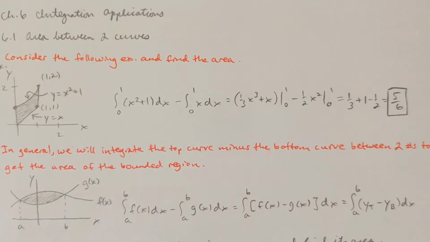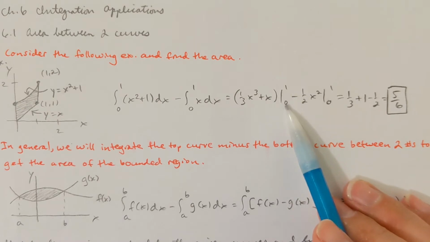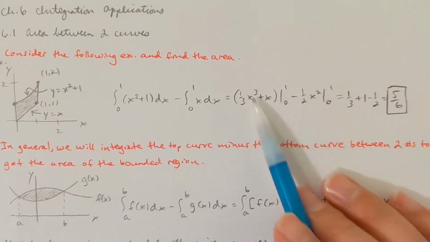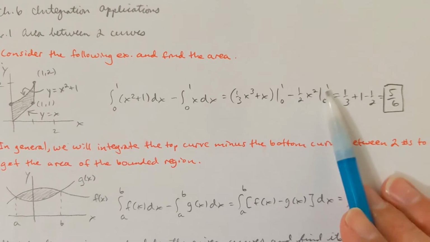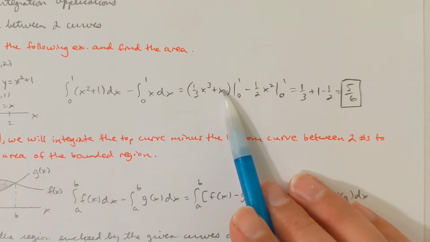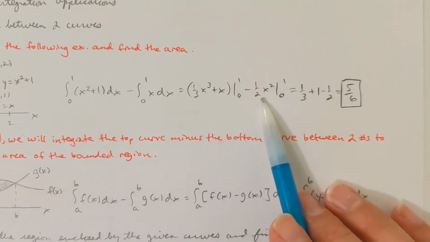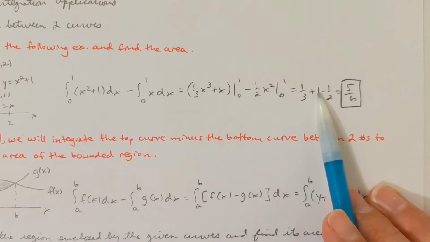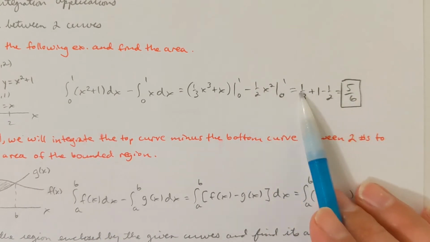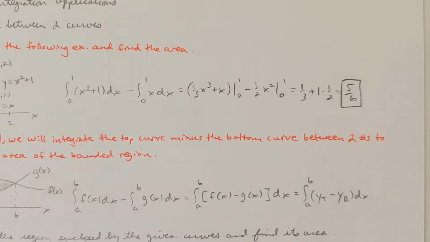I can get my antiderivatives here. It's going to be 1/3 x cubed plus x, evaluated from 0 to 1, minus x squared over 2, also evaluated from 0 to 1. When you plug in 1, you get 1/3 plus 1, and then minus 0 when you plug in 0. Plug in 1 here, it's going to be minus 1/2 plus 0. 1/3 plus 1 minus 1/2 is 5/6.